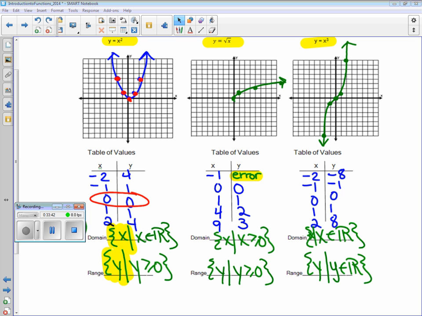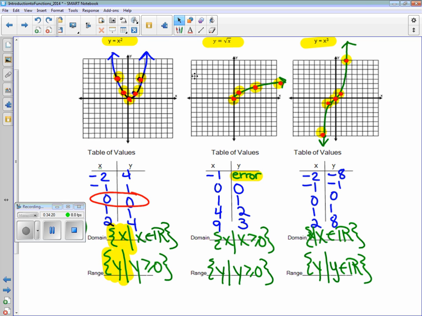Okay? So these parent functions are something that you really need to get to know, okay? You need to study these points because we're going to be shifting them around. We're going to be stretching them. We're going to be flipping them upside down. We're going to really be manipulating them. So your goal is to recreate these graphs over and over and over. And you need to know these 5 points. Or for the middle one, there's only 4 points, but you need to know what those points are, okay? Again, these are the key points for these parent functions, okay?